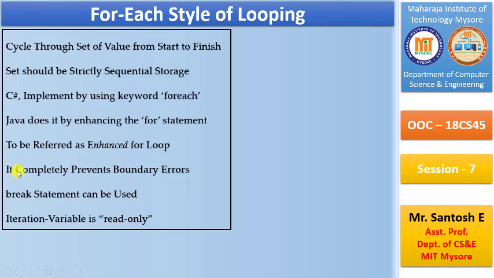Hence, if I am using this foreach style of looping, it will make sure it prevents the array boundary errors, that is, out of array bound, which you usually get as an array bound exception whenever you use an index value which is not applicable. In that case, you're going to end up with array bound errors. Even that can be completely prevented. And as usual in the for loop, the way you use the break statement, even in this for you can use the break statement.